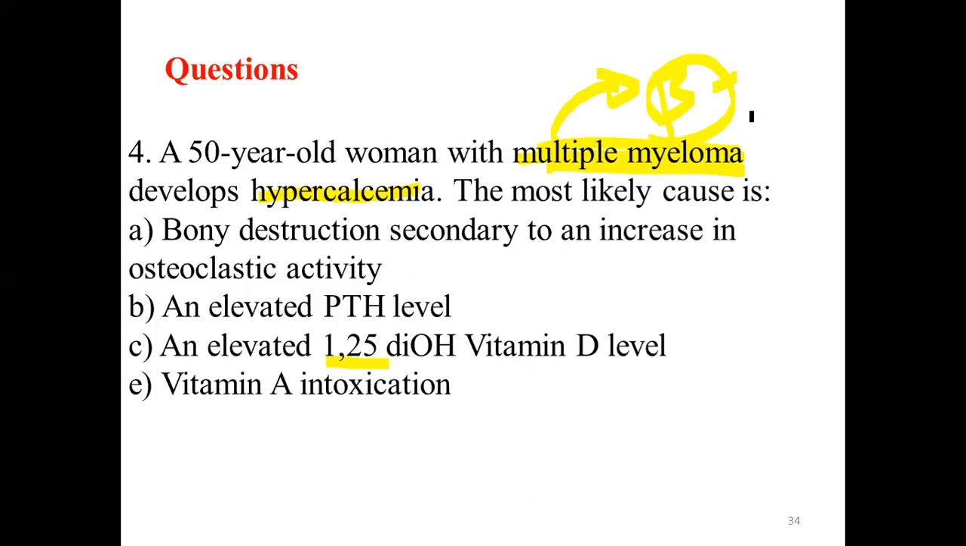So in multiple myeloma, this is a plasma cell malignancy. So the antibodies actually produce a lot of cytokines. So this cytokine can actually cause bone destruction. That is why if a patient has a high calcium level, it is even good to check whether they do have this kind of malignancy.